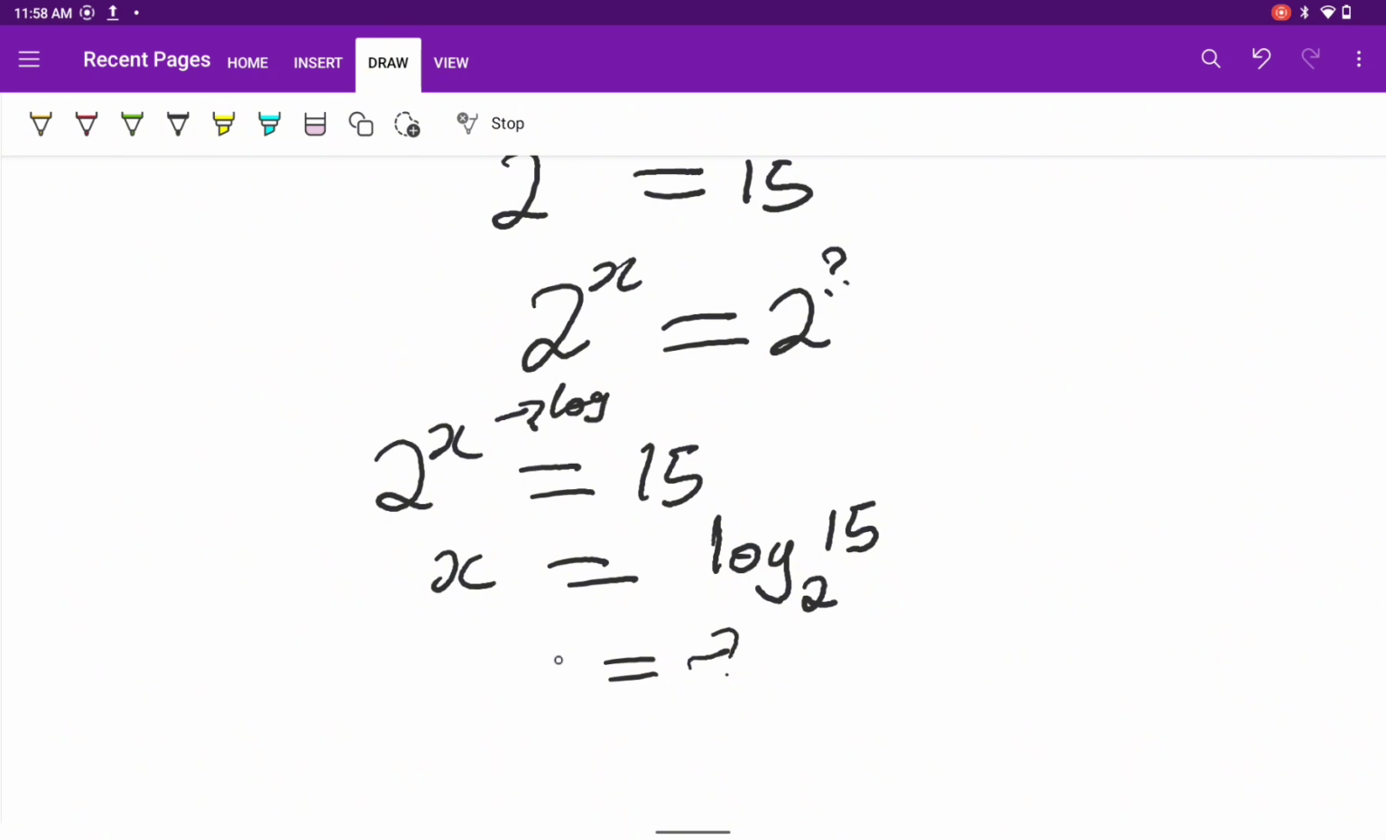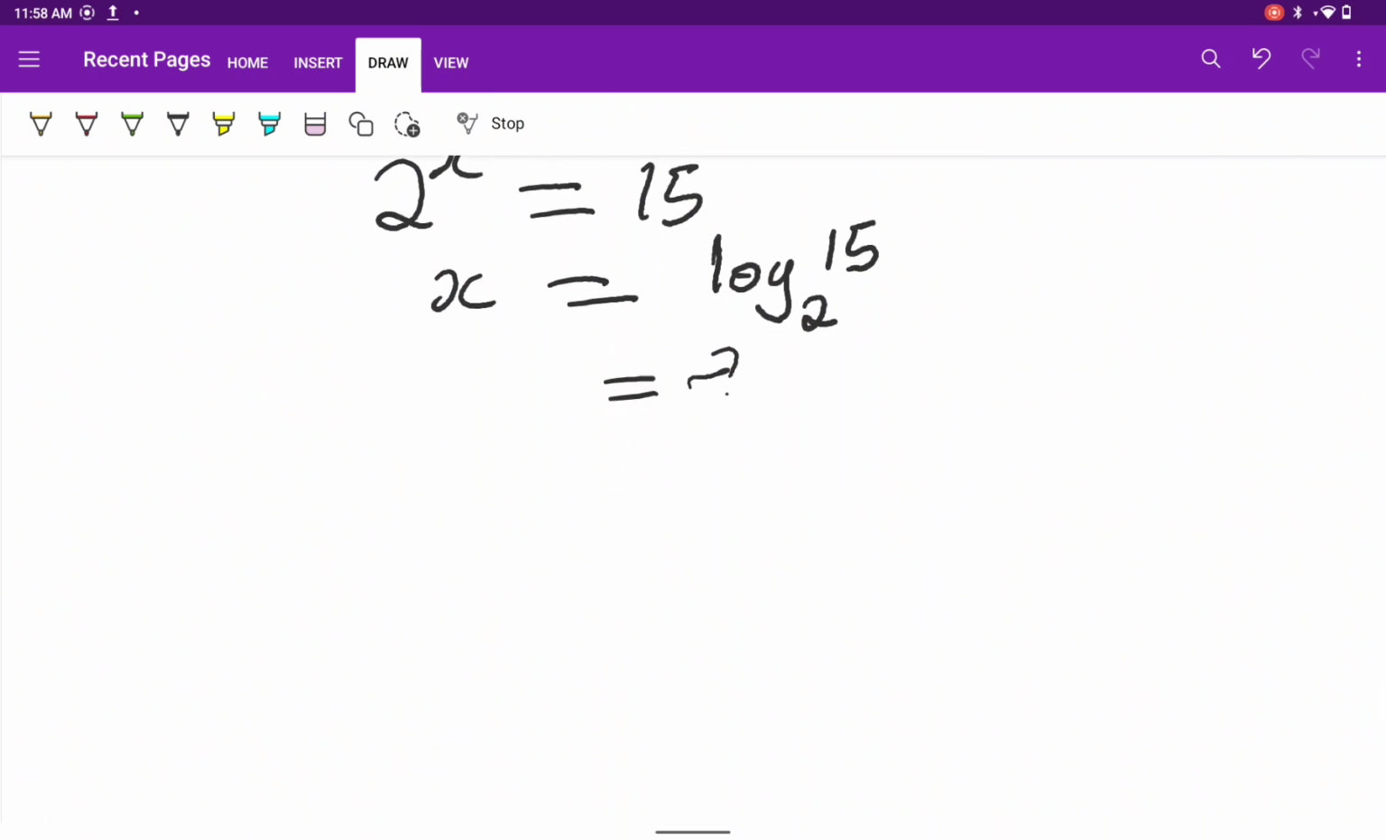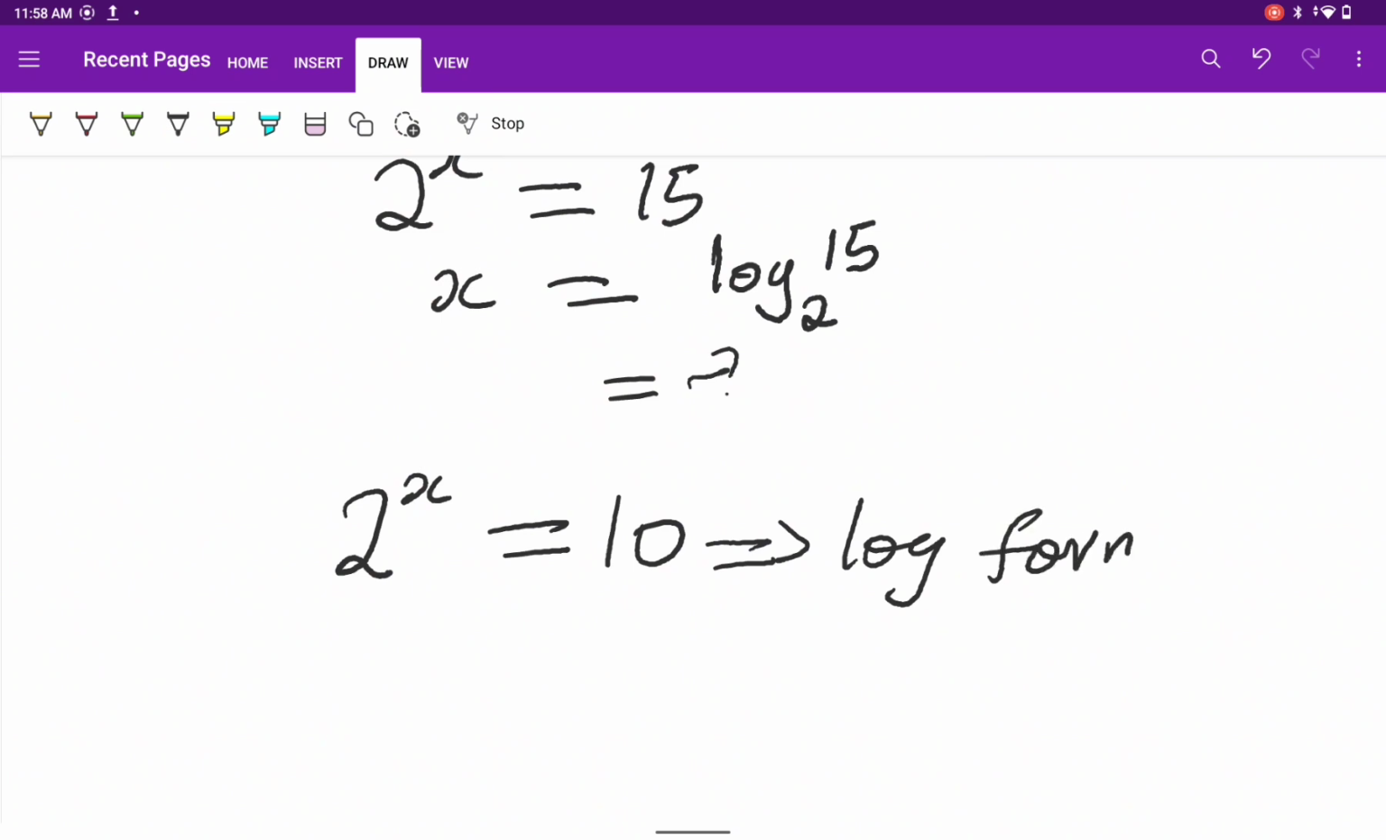So we are going to look at a few things pertaining to logarithms. For example, if we have 2 exponent x equals 10, it's in exponential form, and we want to change it to log form. Because the x is a log, we just say x equals log, and the base is 2.